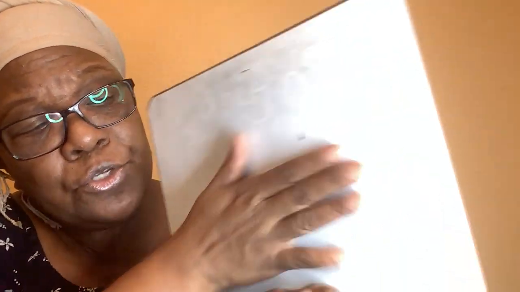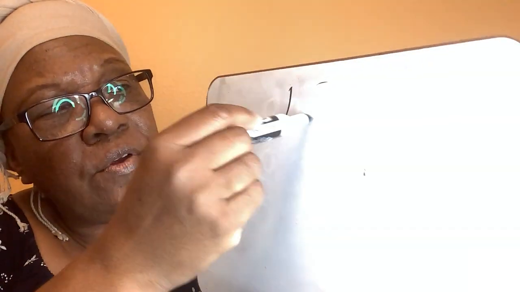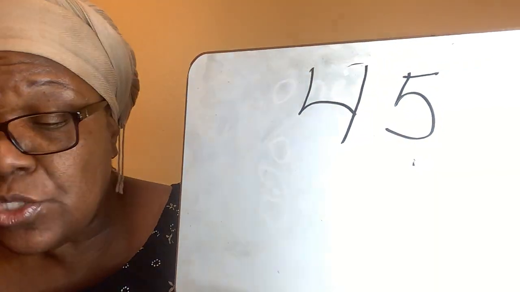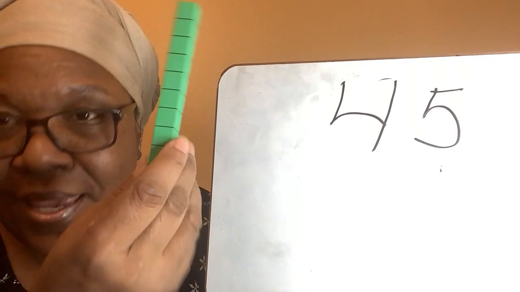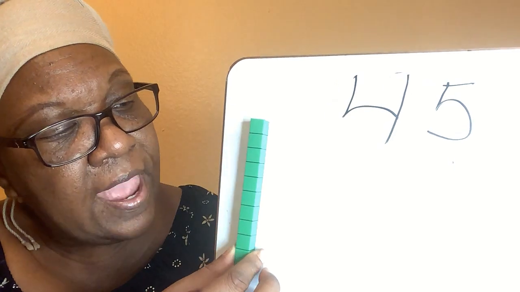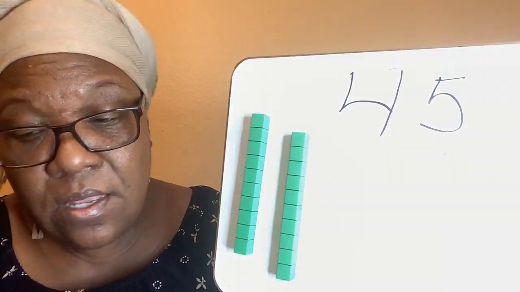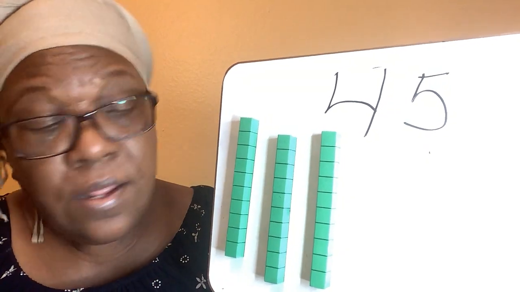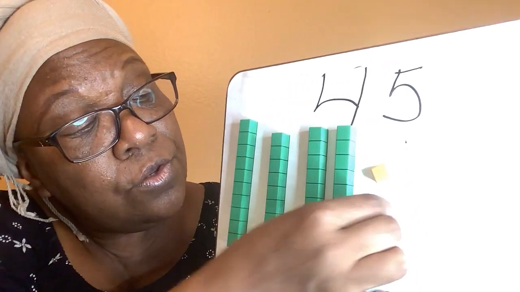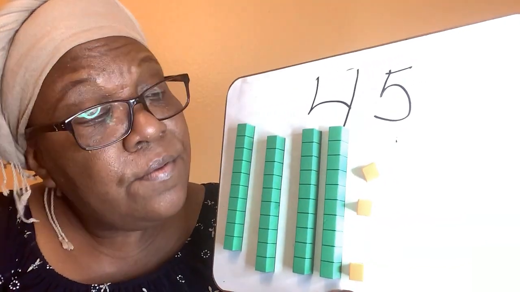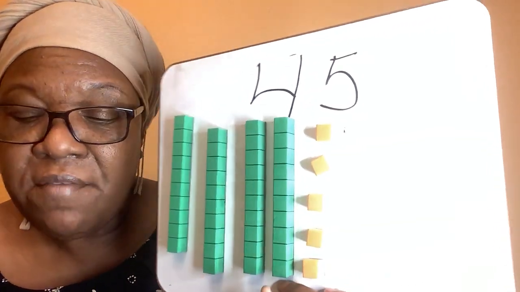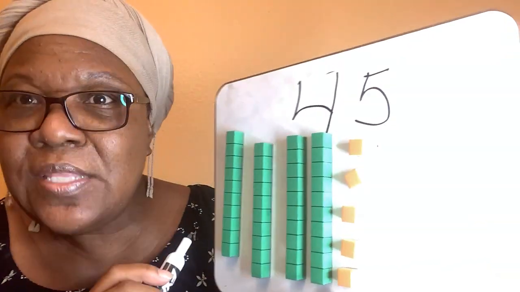All right, so let's do another one. Let's say that we're doing 45. So this is 45. Let's use my tools. What is this called? Tens. What is this called? Tens. So this will be 10, 20, 30, 40, 41, 42, 43, 44, 45. That is 45.